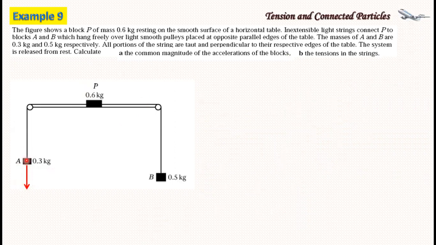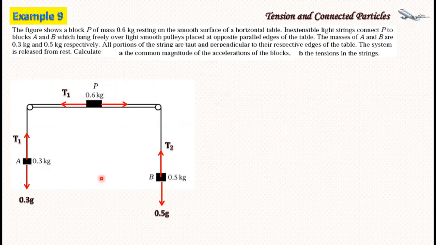Let's start by resolving our forces. For A, the weight is 0.3 G, and the tension in it, call it T1. Then for B, the weight is 0.5 G, and the tension in this string is T2. For the particle resting on the smooth table, the pulling force in this direction is T1. On the right, we have T2. Now, the system is released from rest, as the question says.